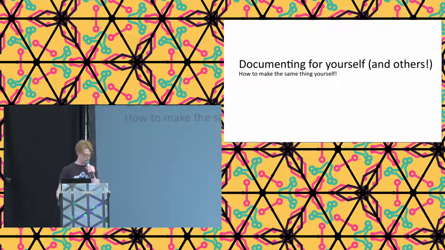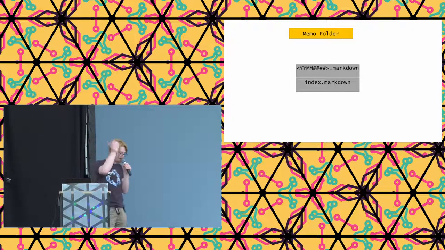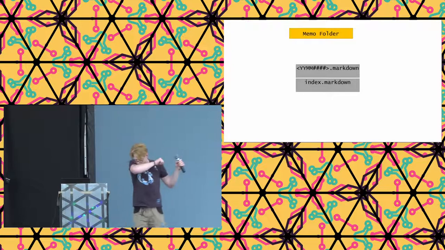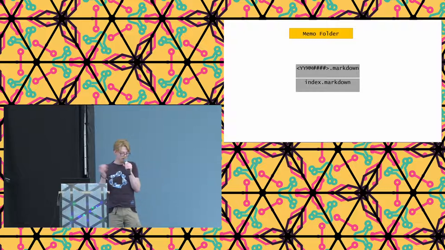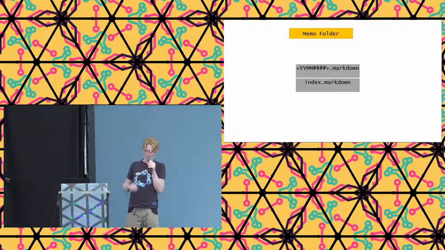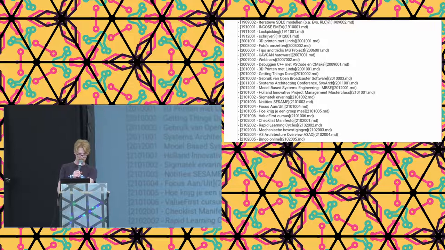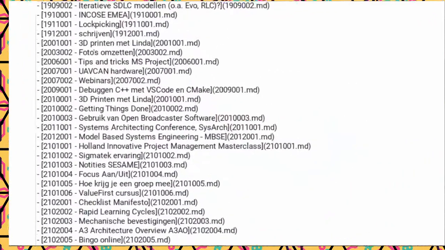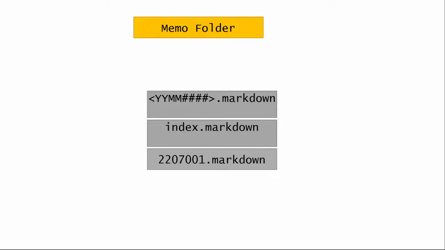So how to do this for yourself? Create a folder, the memo folder. Create an index markdown file, and then I just create files that have a year, month, and an index number. So it looks like this, my index. And say I want to have one for today.